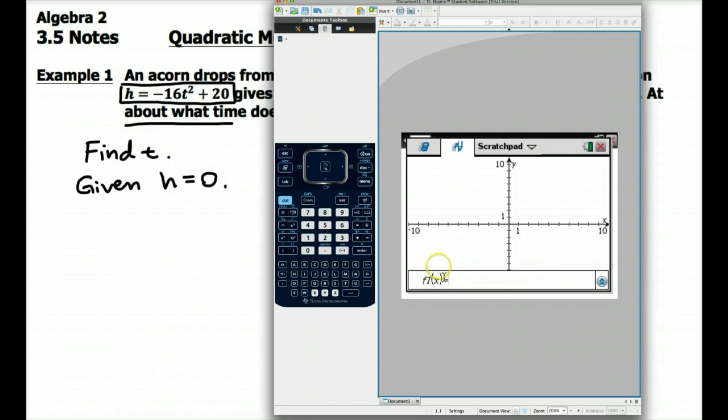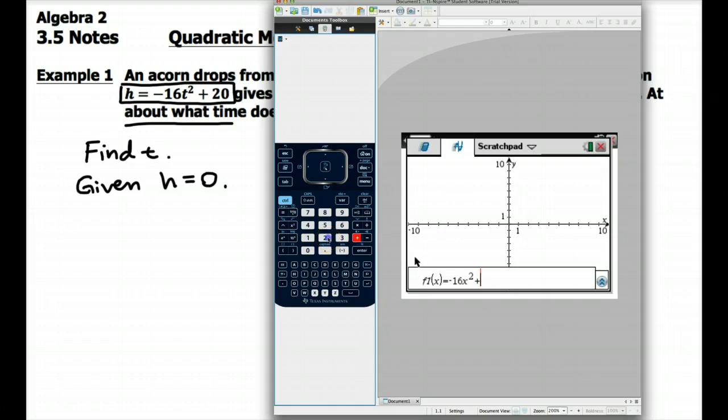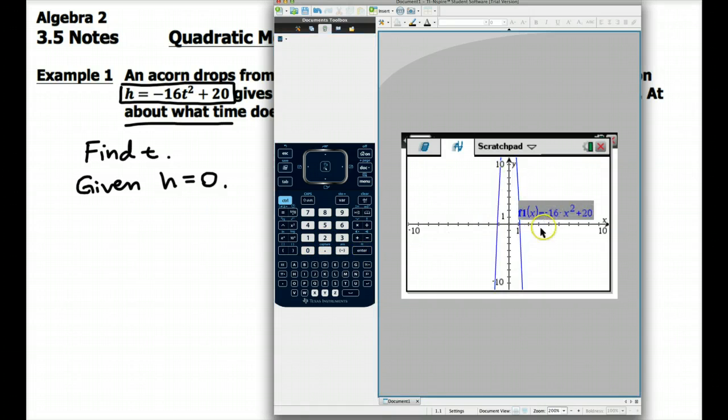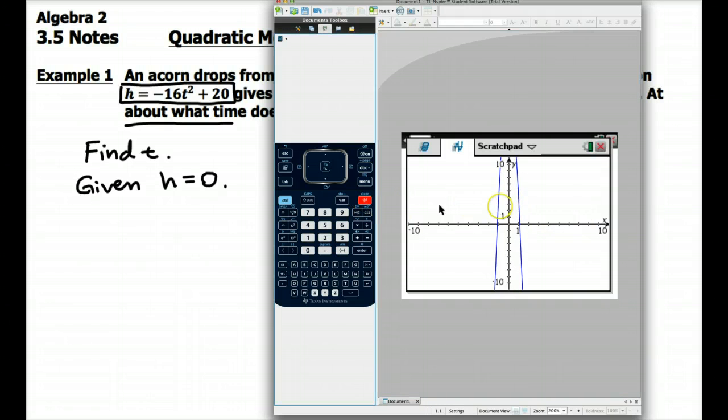h in this case is my f of x, and so I'll do negative 16, and then we'll use an x instead of a t here, x squared plus 20, and graph that, and here's our parabola. Okay, I'm going to just get rid of the equation here. So we want to know again when the acorn hits the ground. Well, if you're on the ground, that means your height is going to be 0, and so we're finding the zeros of this parabola here.